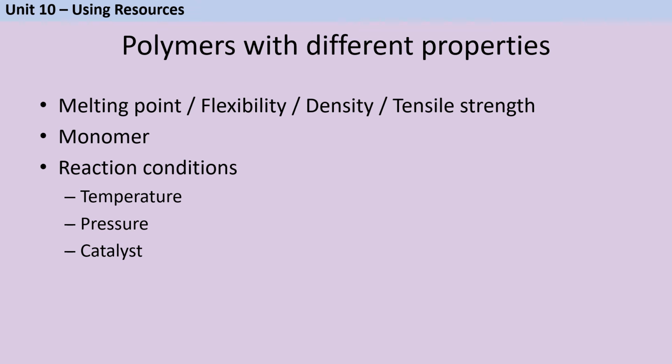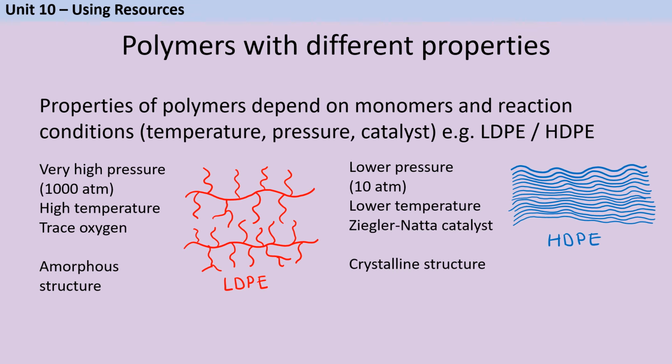Now, polymers can have different properties, like different melting points or flexibilities or densities or tensile strengths. And those properties will differ firstly based on the monomer that they're made out of, and then also the reaction conditions when that polymer was made. So that means the temperature and the pressure and the catalyst used.